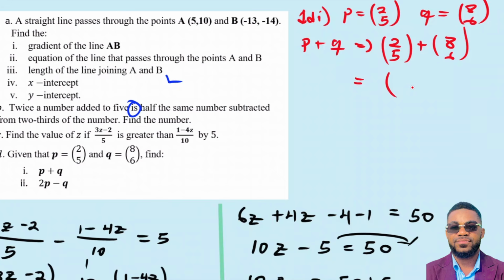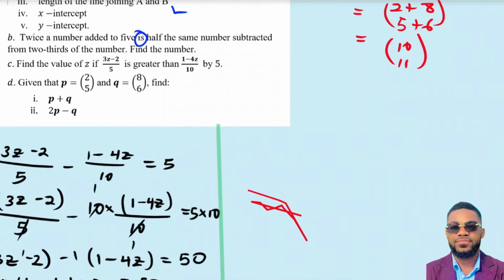Now I can add the corresponding components. So that's going to be 2 plus 8 and 5 plus 6. So easily we are going to get (10, 11). So that's the answer. Okay, so let's get the last question here. So that's going to be question 1dii. So we have that one here, 1dii.